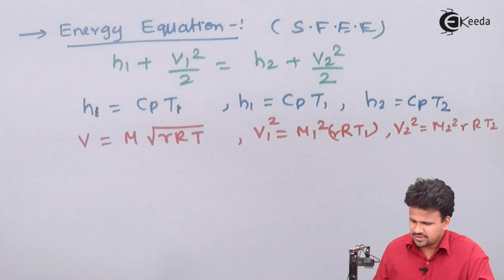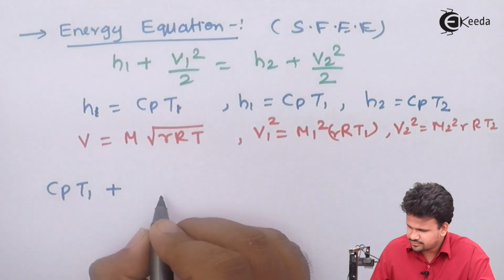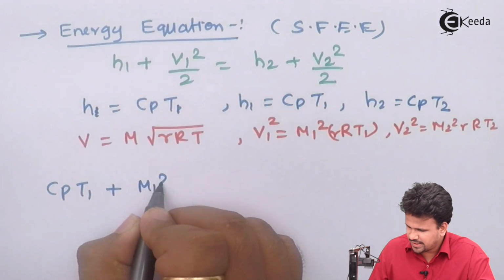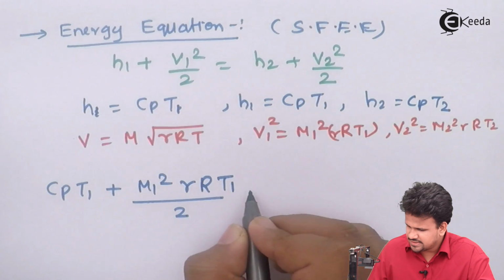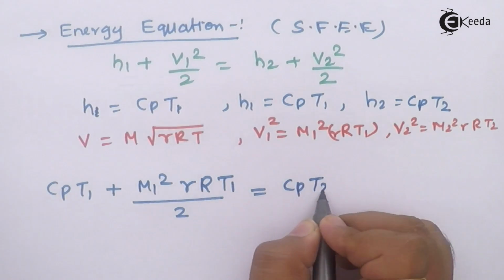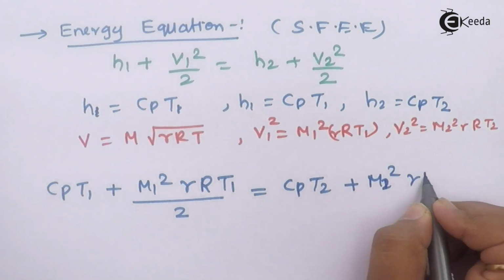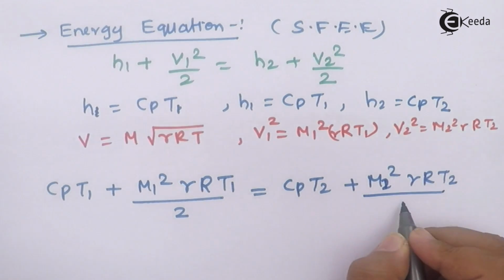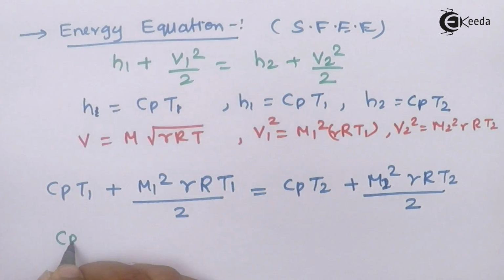So over here we will substitute: Cp into T1 plus M1 square into gamma R into T1 upon 2 is equal to Cp into T2 plus M2 square into gamma R into T2 upon 2. So these values we have substituted. Now we need the ratio of T1 by T2. So let us take over here, we can eliminate Cp altogether by taking it common.